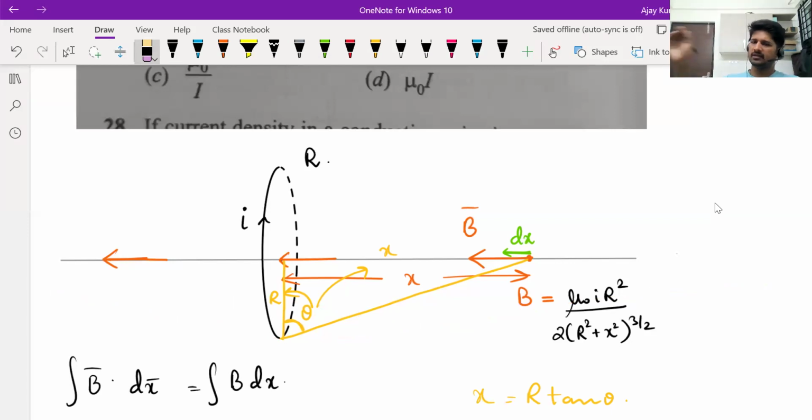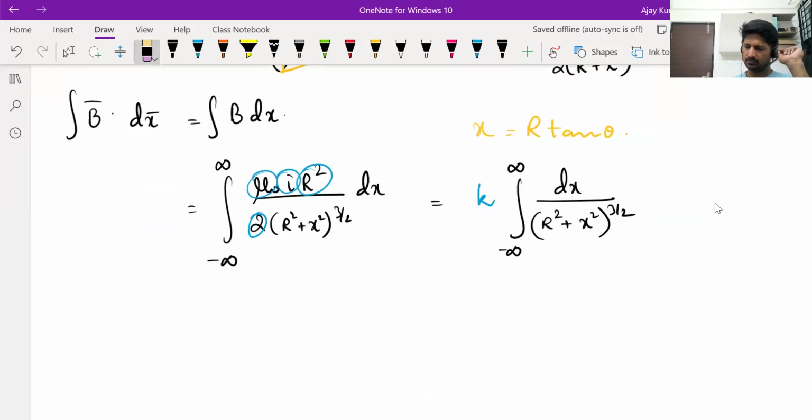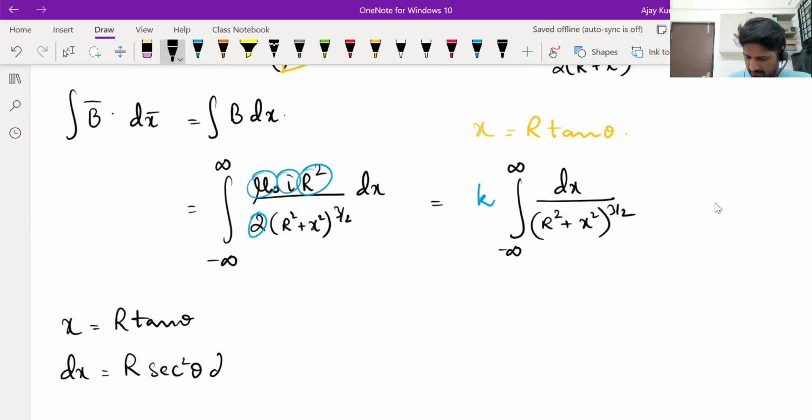When x tends to infinity, this yellow line that I have drawn tends to become parallel to the gray axis that is there. So theta tends to become 90 on this side. On the other side, we'll take it as minus 90. So limits for theta will be from minus 90 to plus 90. And when you are changing the variable, you have to change dx to d theta also. Now we know x is equal to r tan theta. Differentiate both sides. You get dx is equal to r times the derivative of tan theta, which is secant square theta d theta. So dx changes to this.